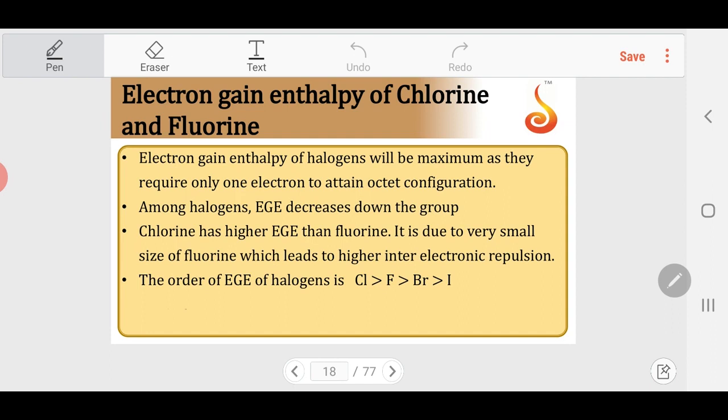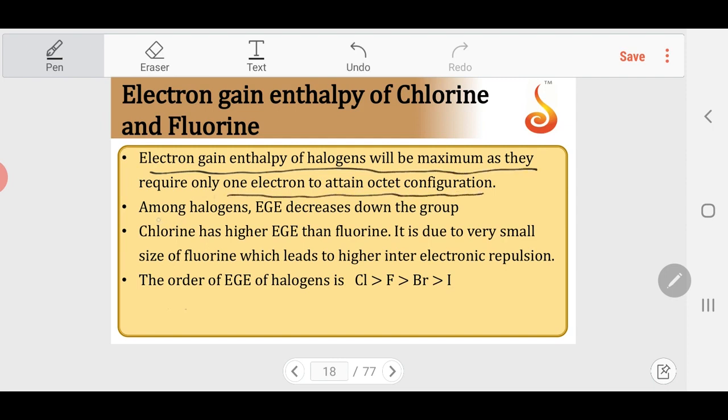So generally, across a period, electron gain enthalpy increases. So it is maximum for halogens. Halogens require only one electron to attain that octet state. So the electron gain enthalpy of halogens will be maximum, and they need one electron to attain stability.